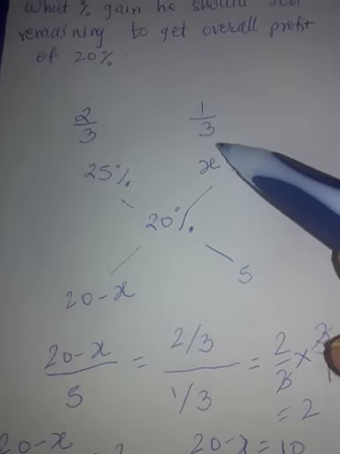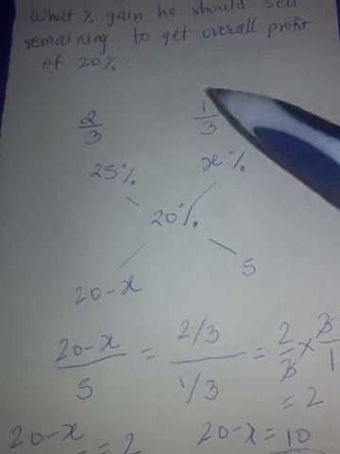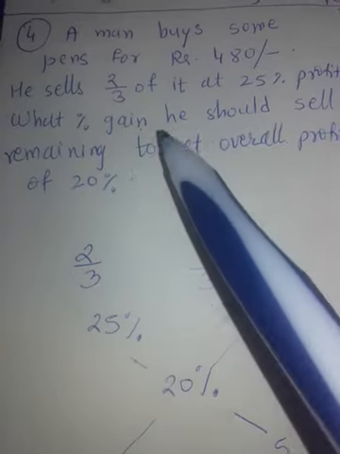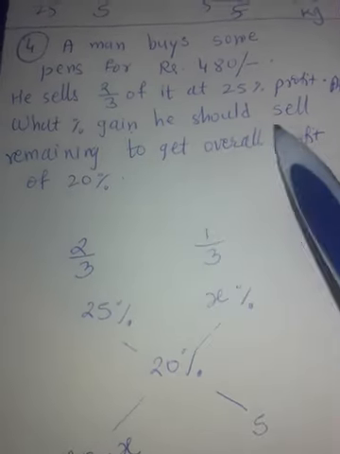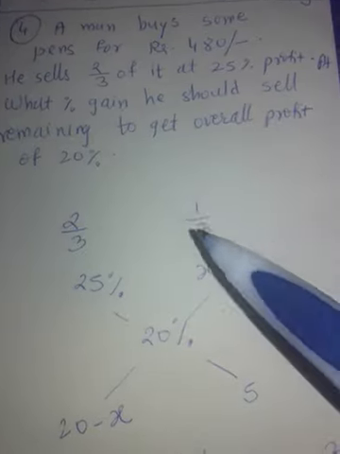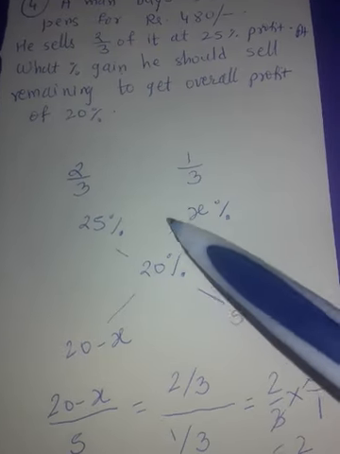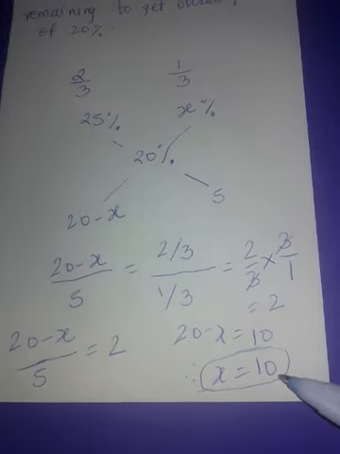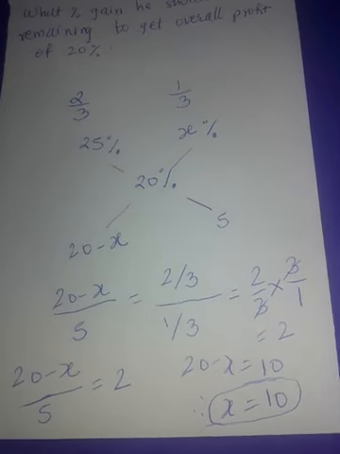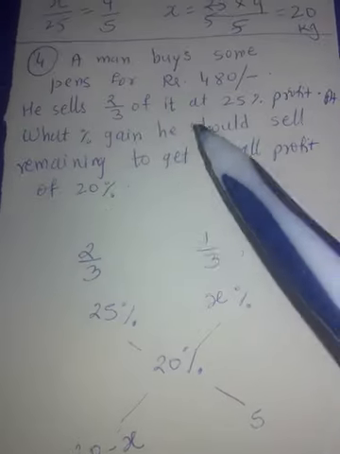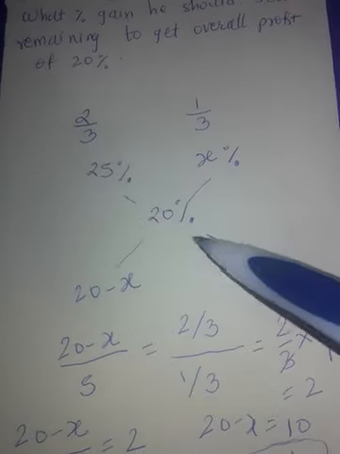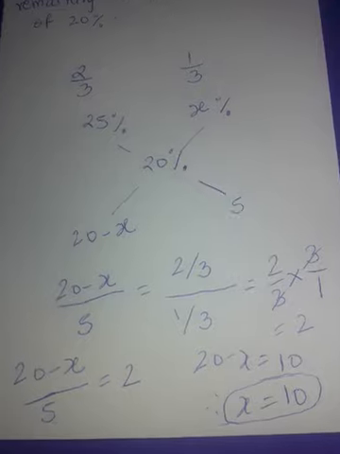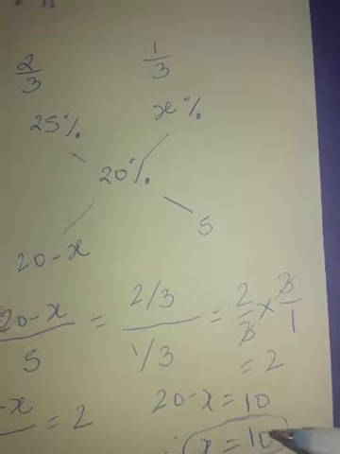What is x? This is the percent profit that we have assumed of the remaining pens. That is the question. At what percent gain should he sell the remaining quantity? That is 1/3, which we have assumed as x percent, and we already have the value of x, which is 10. So the example looked tricky and difficult to solve, but when you use the alligation method, it becomes very easy and simple.